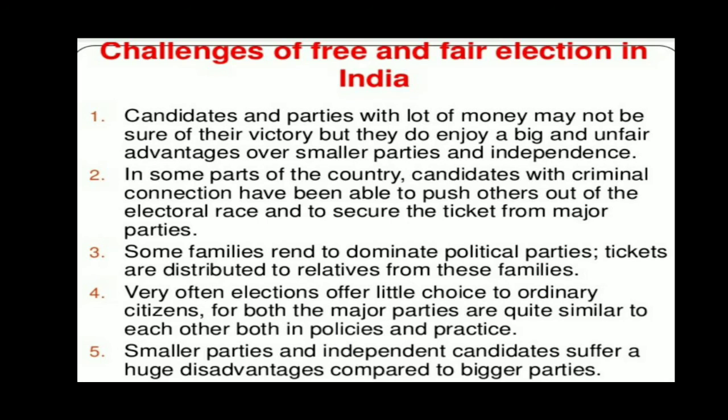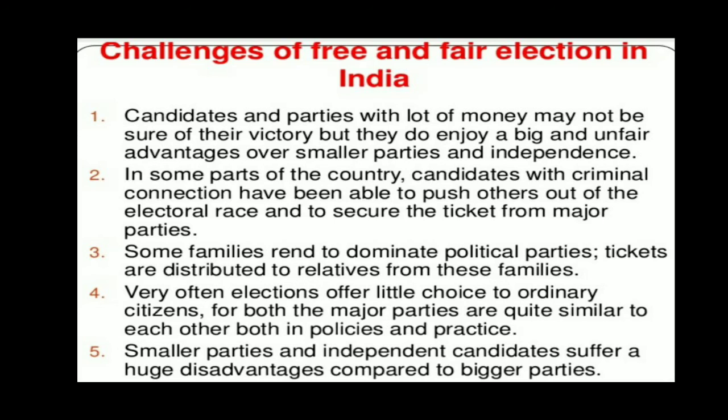Challenges of free and fair elections in India. Candidates and parties with a lot of money may not be sure of their victory, but they do enjoy a big and unfair advantage over smaller parties and independents. This is the first challenge. Second, in some parts of the country, candidates with criminal connections have been able to push others out of the electoral race and to secure the ticket from a major party. This is the second challenge of free and fair elections.